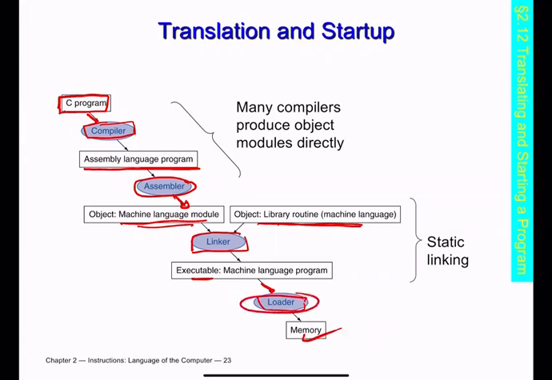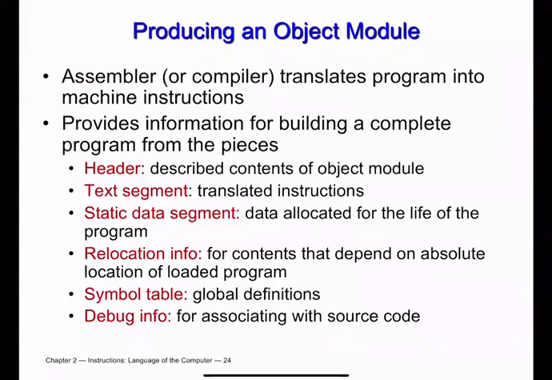When we mention loading here, you are initiating everything, like the arguments, stack pointer, frame pointer, global pointer, all the variables and stuff like that. All of this is loaded in the memory. So the assembler or compiler will translate the program, and all of these pieces build a complete program: header, text segment, static data segment, relocation information, and so on and so forth.